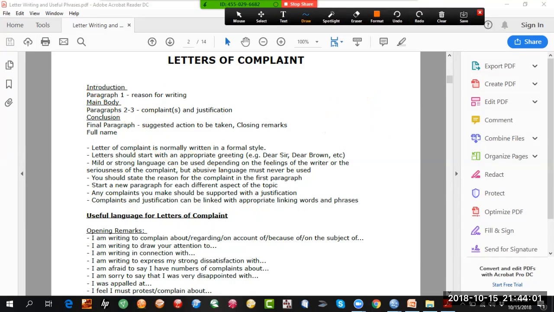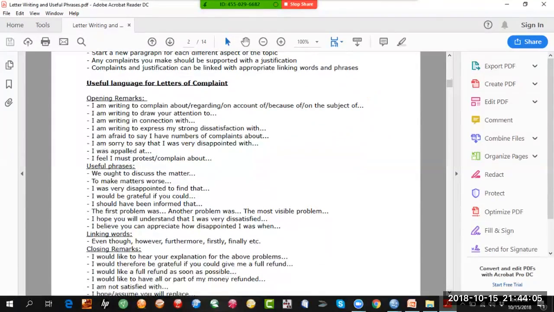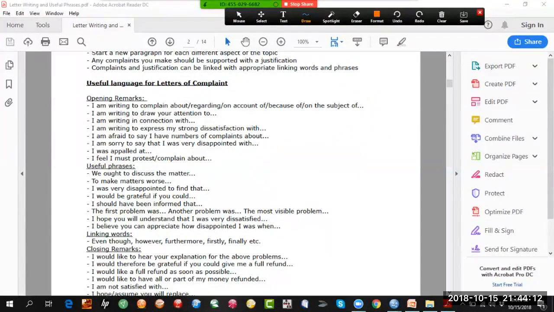This part, useful language for letters of complaint. For this, just see the opening remarks. Like, I'm writing to complain about something, or I'm writing to draw your attention to. What do you think? Which one is the smarter way of saying it, the first one or the second one? I think I'm writing to draw your attention. Yeah, that's better. That's smarter, right?